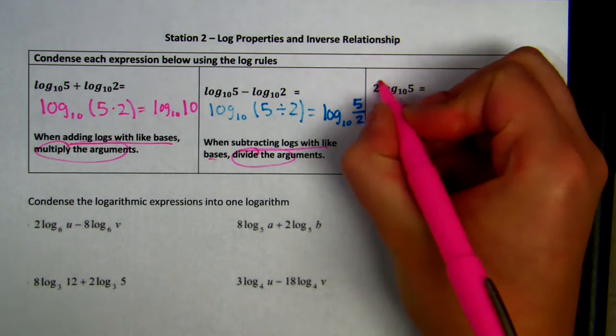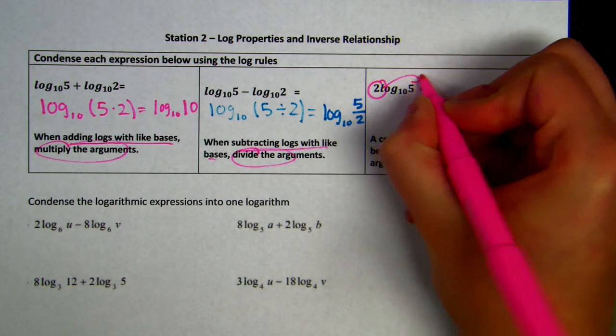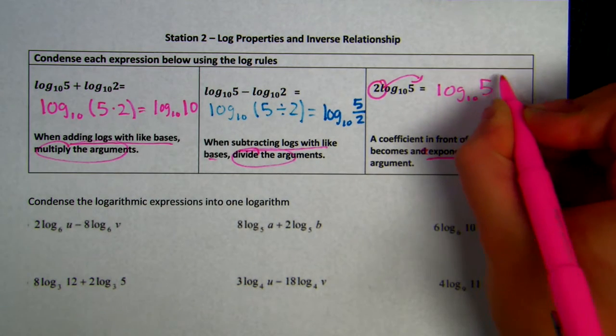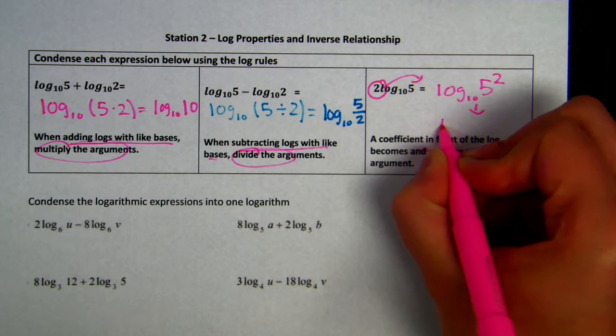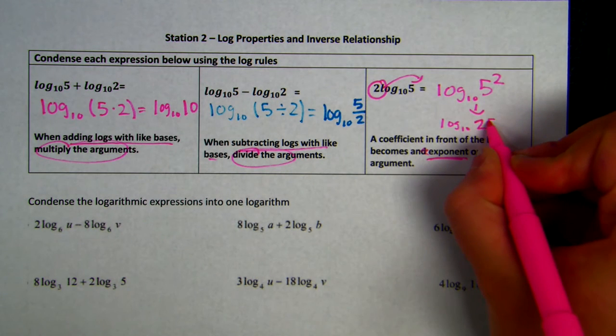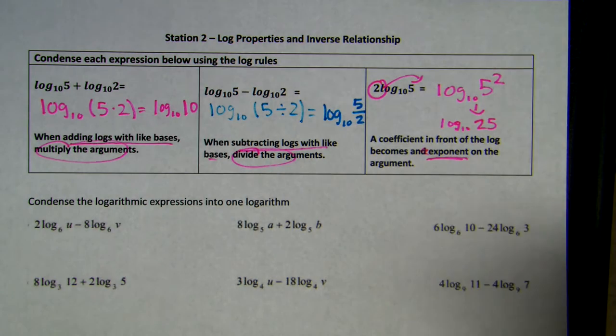So once again, I'm going to take this 2, swing it up to become an exponent. So I end up with log base 10 of 5 to the second power, which is the same thing as log base 10 of 5 times 5, which is 25. So we have log base 10 of 25.